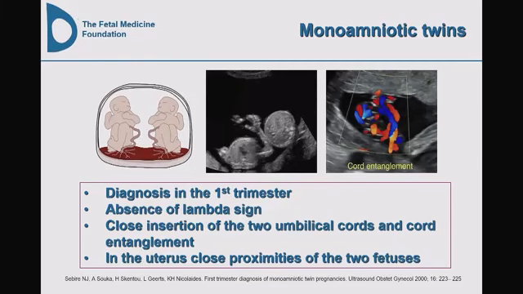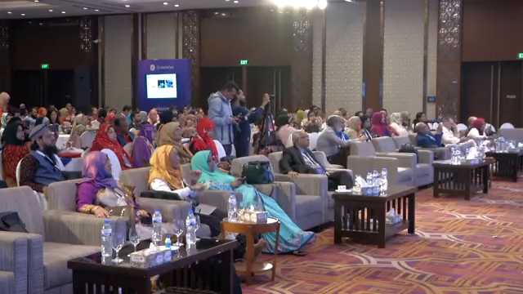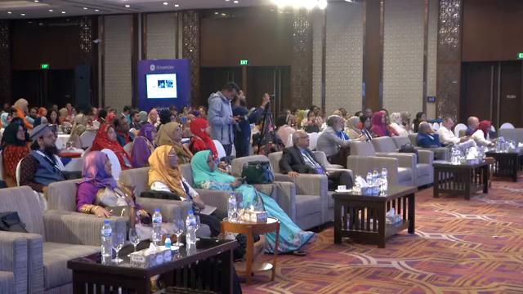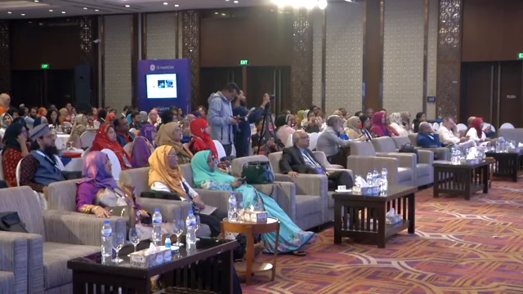Now, monoamniotic twins, which were the third type of monozygotic twins, are also diagnosed in the first trimester, but remember, to diagnose monochorionic twins which are monoamniotic, we need to have absence of the lambda sign. Very often we see that the cords insert very close to each other, and the two fetuses are in very close proximity, and we can see the cord entanglement as early as in the first trimester.